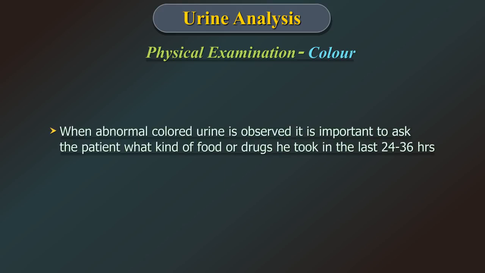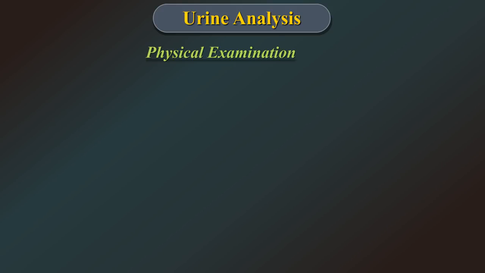Therefore, when abnormal colored urine is observed, it is important to ask the patient what kind of food he consumed in the last 24 to 36 hours and whether he used drugs or not. Next, odor.